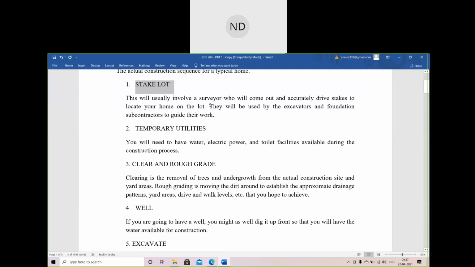Okay, so that is your stake lot. Understood? Okay, fine.